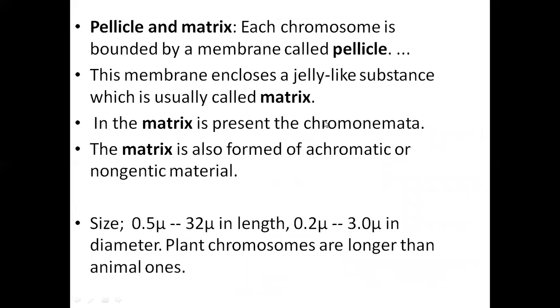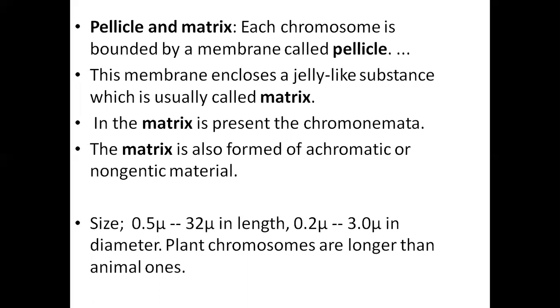To continue further, let us talk about the size of the chromosomes. The size of the mitotic chromosomes of various plants and animals varies from 0.5 microns to 32 microns in length and 0.2 microns to 3 microns in diameter. The giant chromosome found in the cells of the salivary glands of Drosophila is permanently in the prophase stage and is visible in the interphase nucleus.